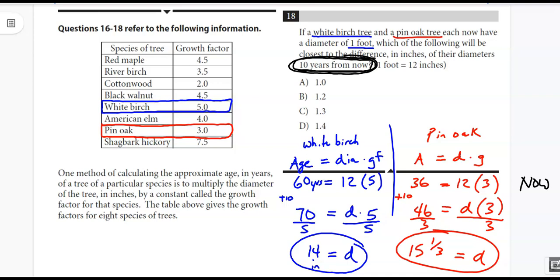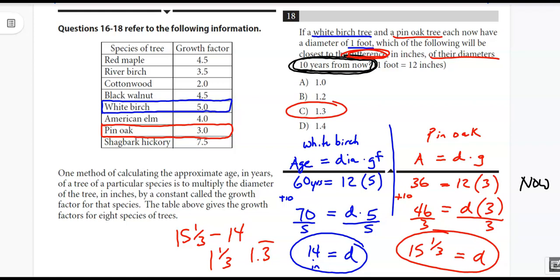So now, ultimate question is, what is the difference? We want to know the difference of their diameters. So when I subtract those two numbers, 15 and 1/3, take away 14 is 1 and 1/3, which is 1.3 repeating. So I guess I'm going to have to pick C would be the correct answer for this one. Usually they don't put the answers that close together. These are jammed really tight, but pretty confident the answer is C.